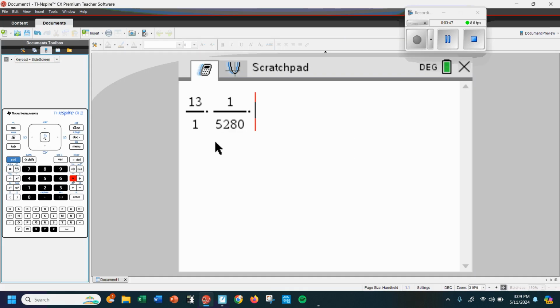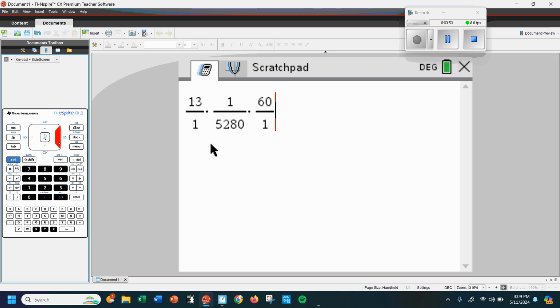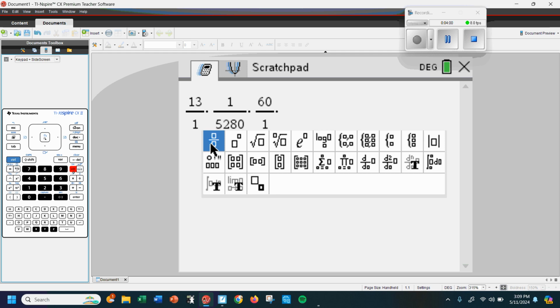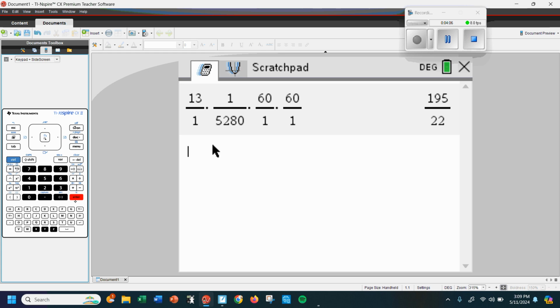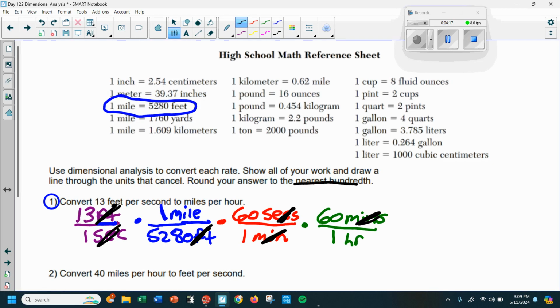So another fraction, 60 over 1. And then the last one was 60 over 1 again. So 60 over 1. Okay. Now, let's get it as a decimal. So control enter. So what does it say? 8.86, and it tells us to round to the nearest hundredth.